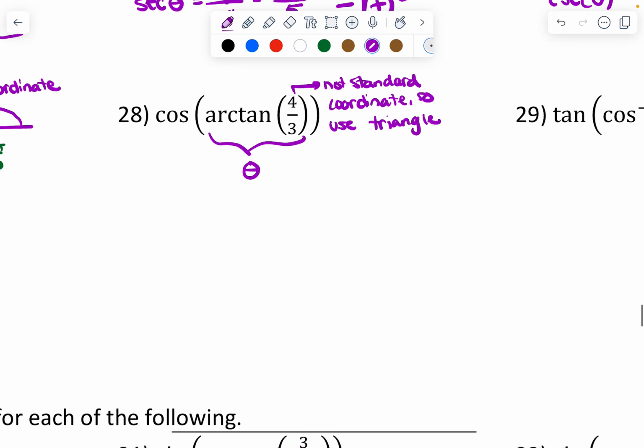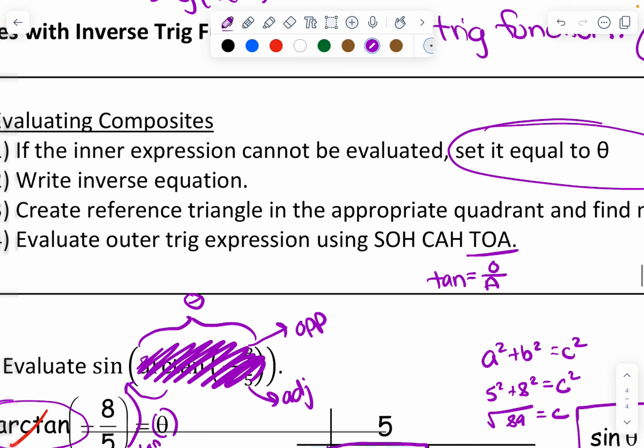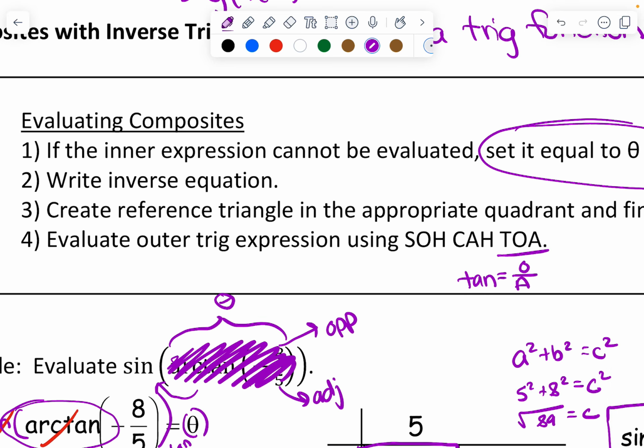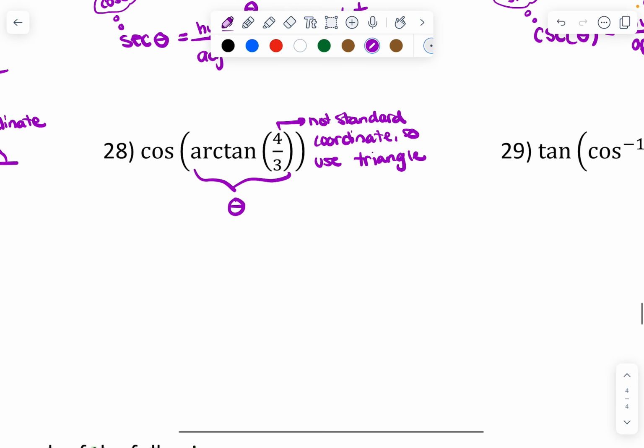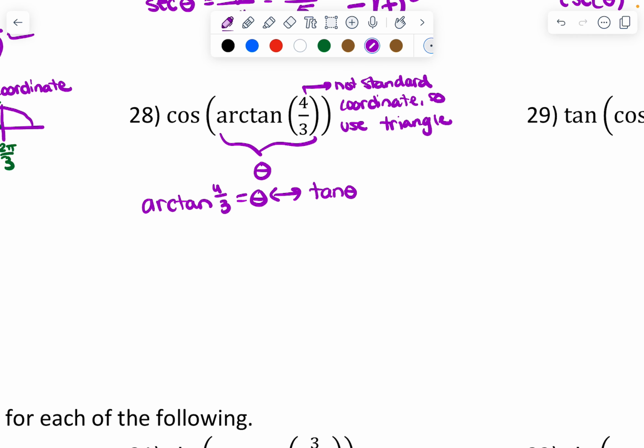What happens when it's not a standard coordinate on the unit circle is you set the inner expression equal to theta. So we have arctan, which means we will set that equal to theta. So we have arctan of 4/3 is equal to theta. Now I want to construct a triangle, so I want to use tangent. So I'm going to apply tangent. So I end up with tan theta is equal to 4/3.